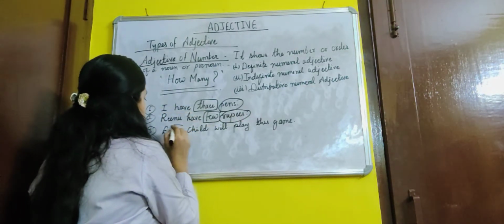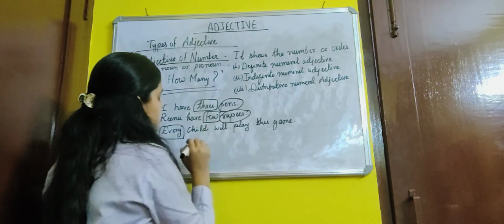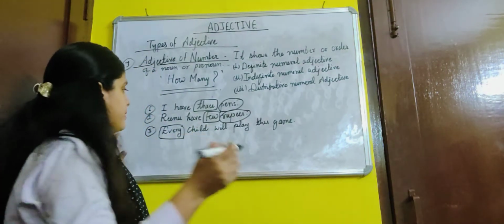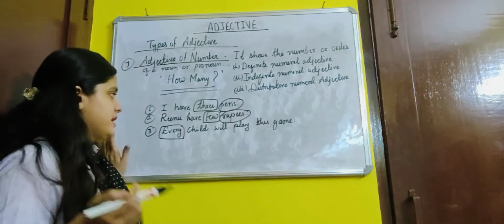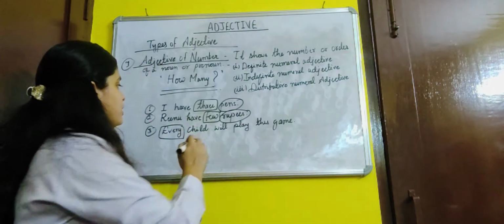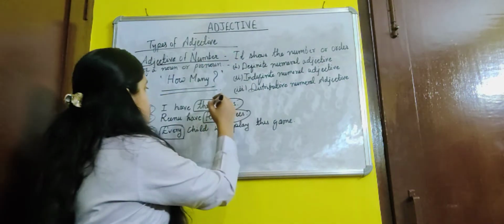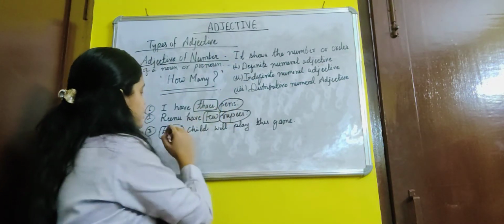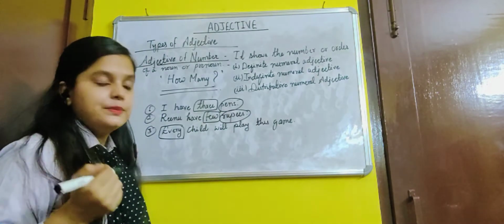And the word every. Here the word every is an adjective of number because it is giving the answer of how many. If I say how many children will play this game, the answer will be every child will play this game. So all these words, 3, few and every, are giving us the answer of how many.